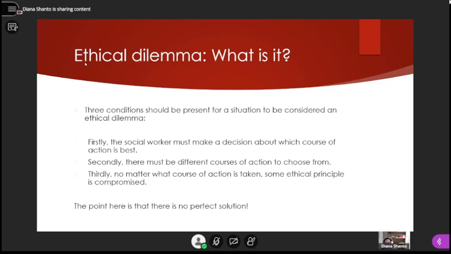Donc, three conditions should be present for a situation to be considered an ethical dilemma. First, the social worker must make a decision about which course of action is best. Secondly, there must be different courses of action to choose from. Thirdly, no matter what course of action is taken, some ethical principle will be compromised.